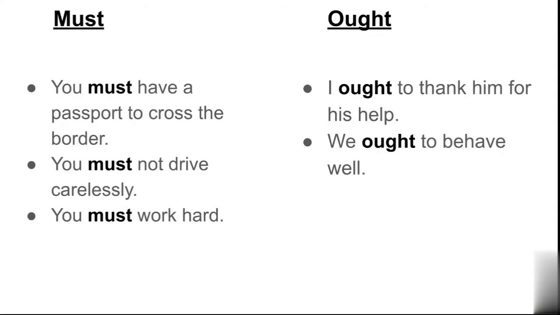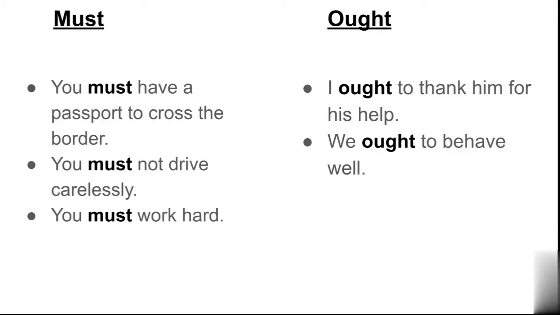The next two auxiliaries are must and ought. Must refers to the present or future tense. It is used to express necessity. For example, you must have a passport to cross the border. It shows a necessity. It also expresses prohibition. You must not drive carelessly. It shows a prohibition. It shows determination also. You must work hard. In these three cases we can use the auxiliary verb must.